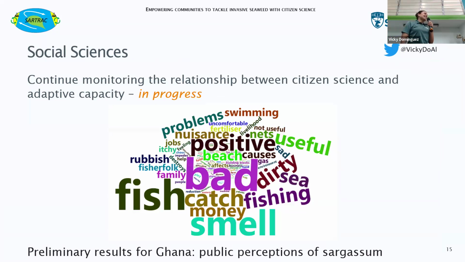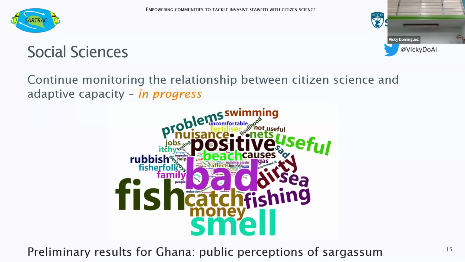I said before, we were asking people for some of their thoughts on the perception. This is just a very preliminary result that I made with some of the data we have from Ghana. So it's a word cloud, the words that are bigger are the ones that appear more times on that surface. And you can see words like bad, fish, fishing, smell. You have quite a lot of those here as well.